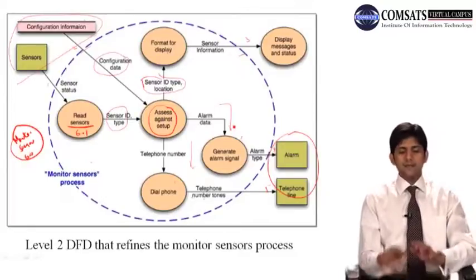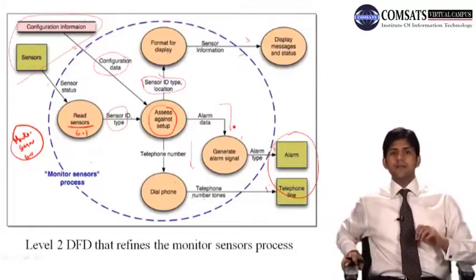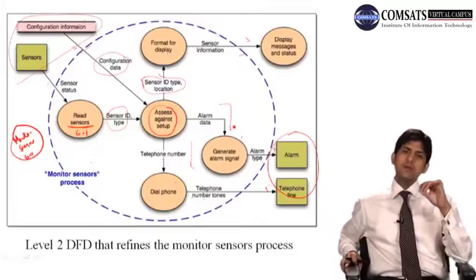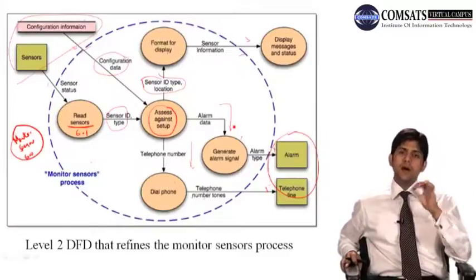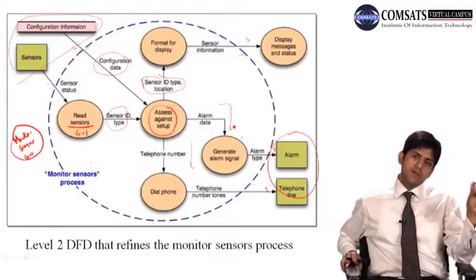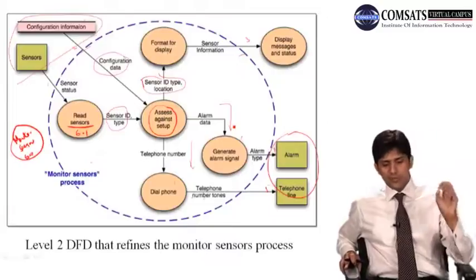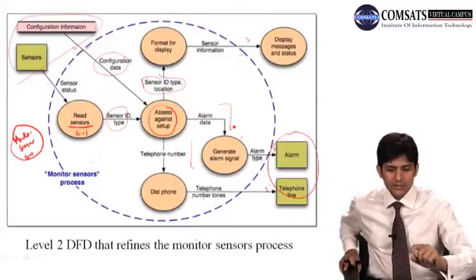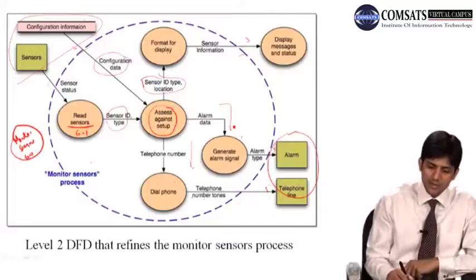So this is a level 2 DFD and we have seen that this is balanced because the number of data inflows and the number of data outflows, they match to the level 1 DFD, to the monitor sensor process in level 1. Okay? So we can see that this is 6.1, 6 point, and we can number them again.